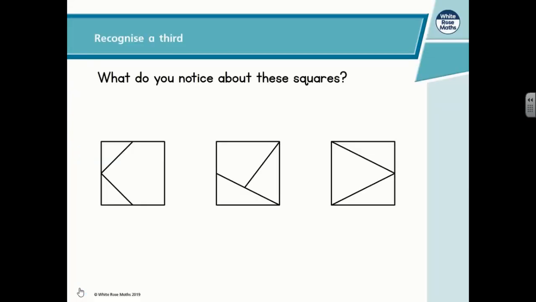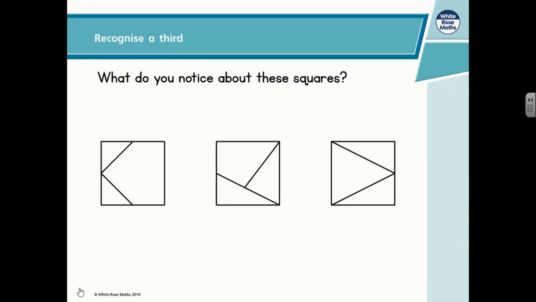Okay, I'd like to have a look at these squares. What do you notice about them? That's right, they've all been split into 3 parts. But the parts aren't equal, are they? No. Hang on. What about this one? There are 3 triangles there. They could be equal parts.